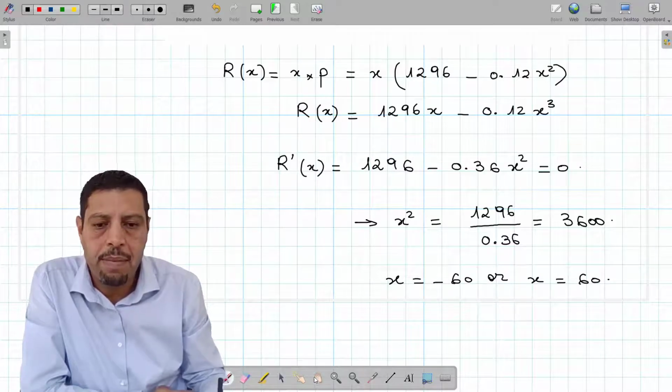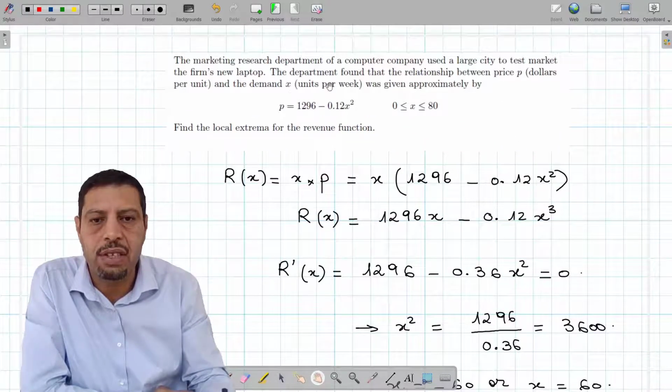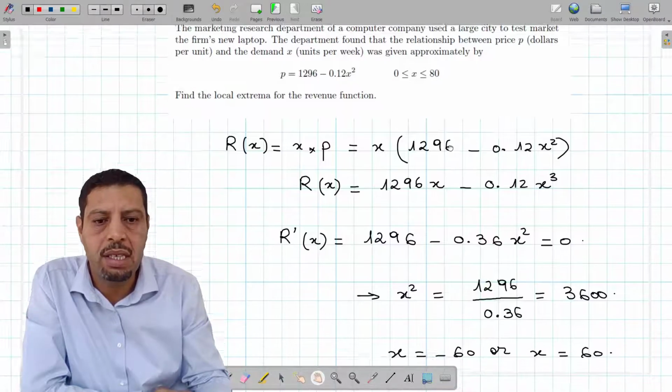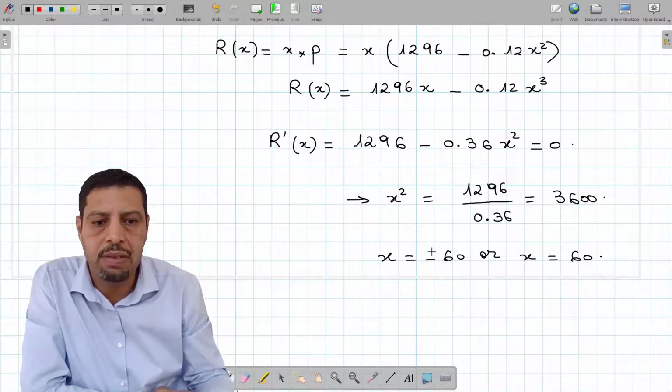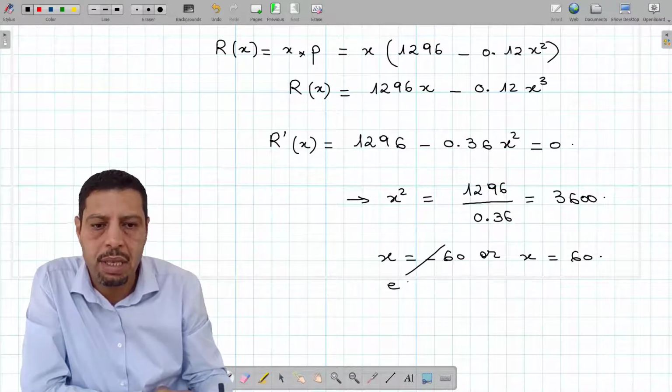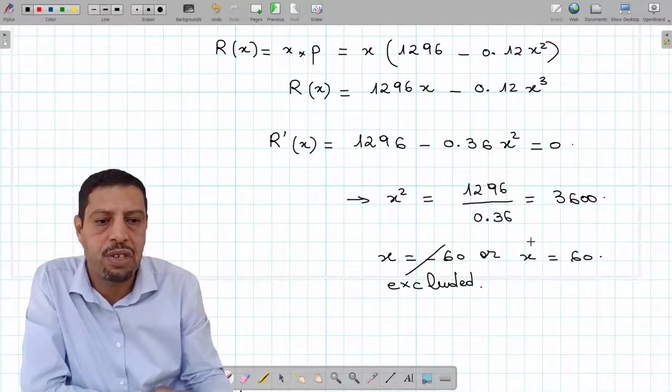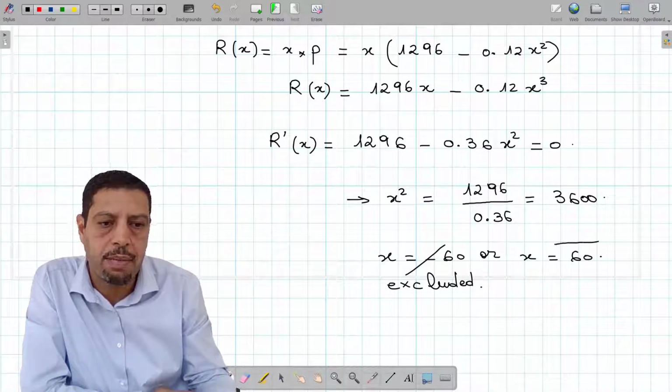Now, remember that we are dealing with an application to economics, so the X is a quantity, it's greater than 0, and here we have the interval 0, 80. The domain of this revenue function will be 0, 80, so the X equals negative 60 must be excluded here, okay? We keep only the positive solution, and we check that it's in the domain of the function, so it's X equals 60.